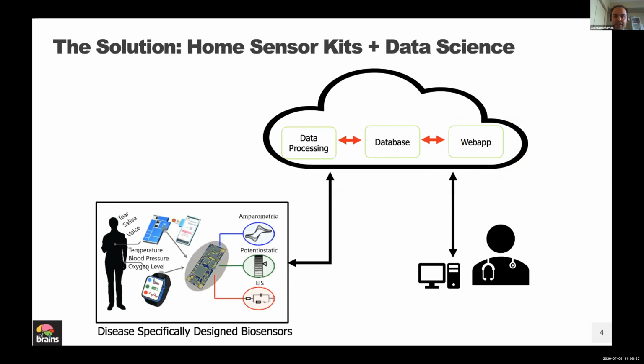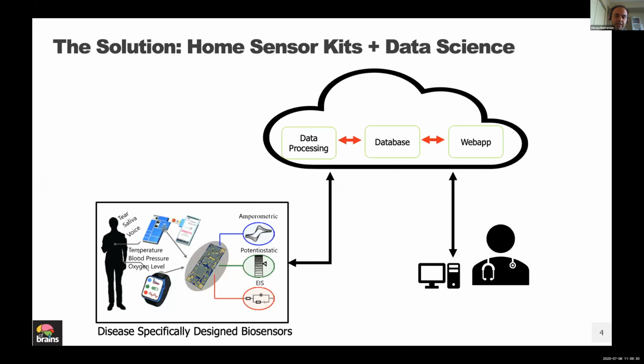So next slide, please. We are offering a solution by integrating a cloud computing system with our uniquely designed home kit sensor. The patient applies a drop of tear or saliva on the sensor for analysis, and the sensor will transmit the result to the clinician. The whole process of sampling, testing, analyzing, reporting, and recognition of the pattern will take just a few minutes, regardless of the number of patients.